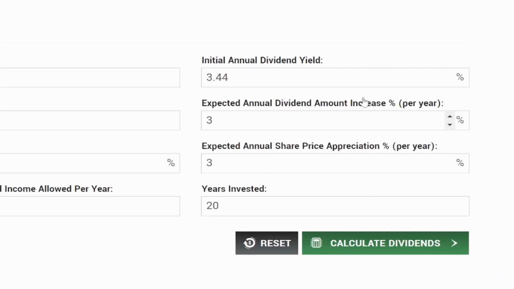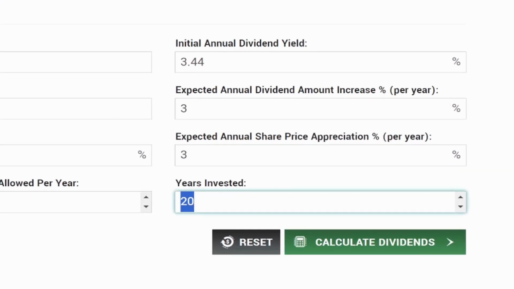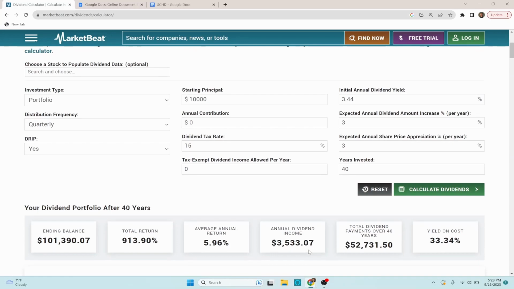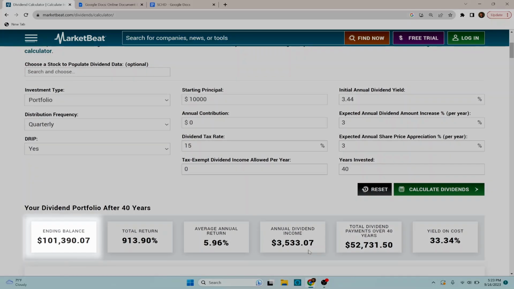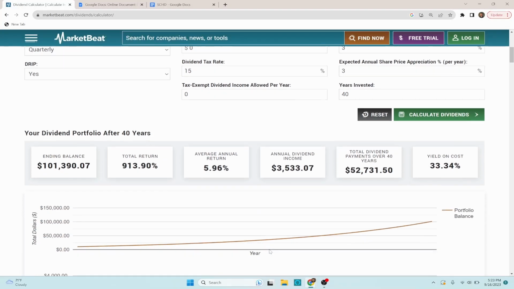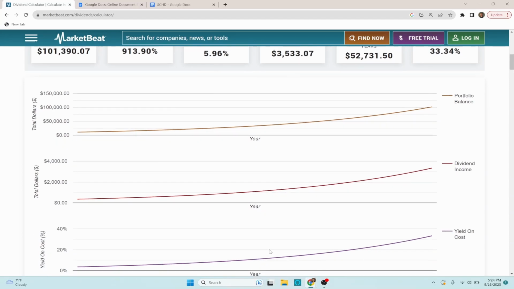So instead of 20 years invested, if you did 40, so let's say you started when you were 20 years old and invested into SCHD, and we can hit calculate, we can see that the ending balance goes up a lot to $101,000, and now the annual dividend income is $3,500. And if we look down, here you can actually see the exponential graph take effect, where at the beginning of the years it goes up slowly, but towards the end, we can see it exponentially increase. And that's just investing $10,000 and having no monthly contribution to this account.